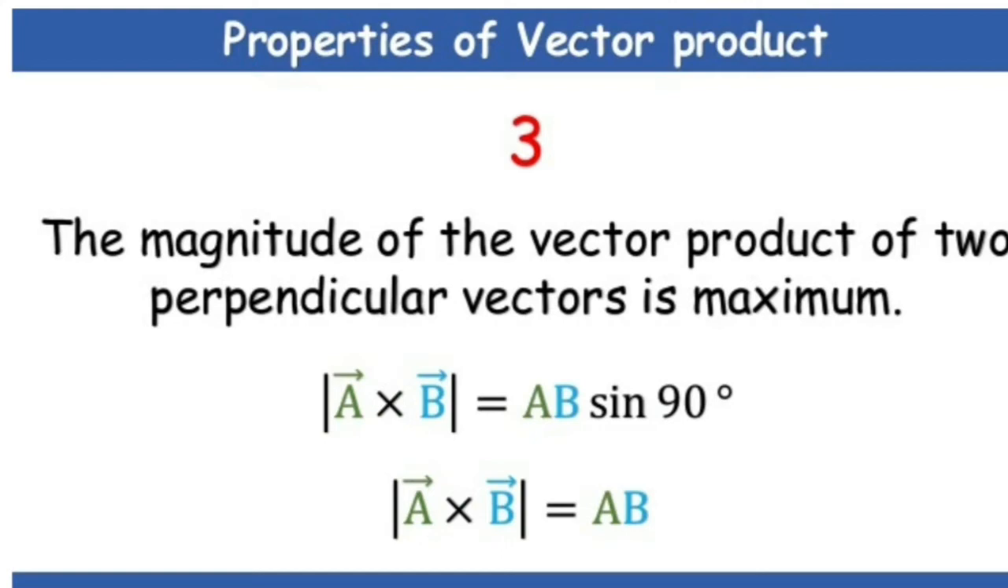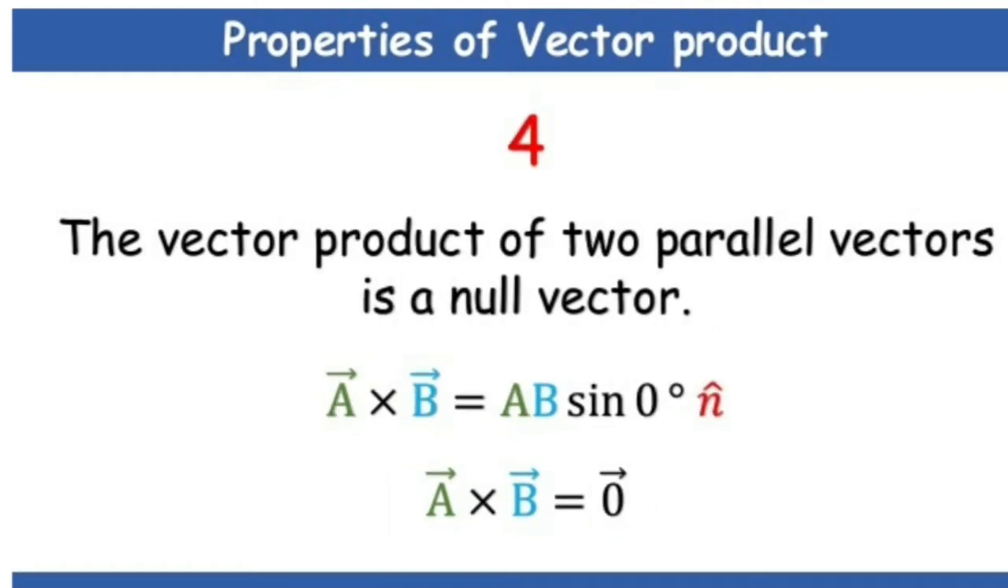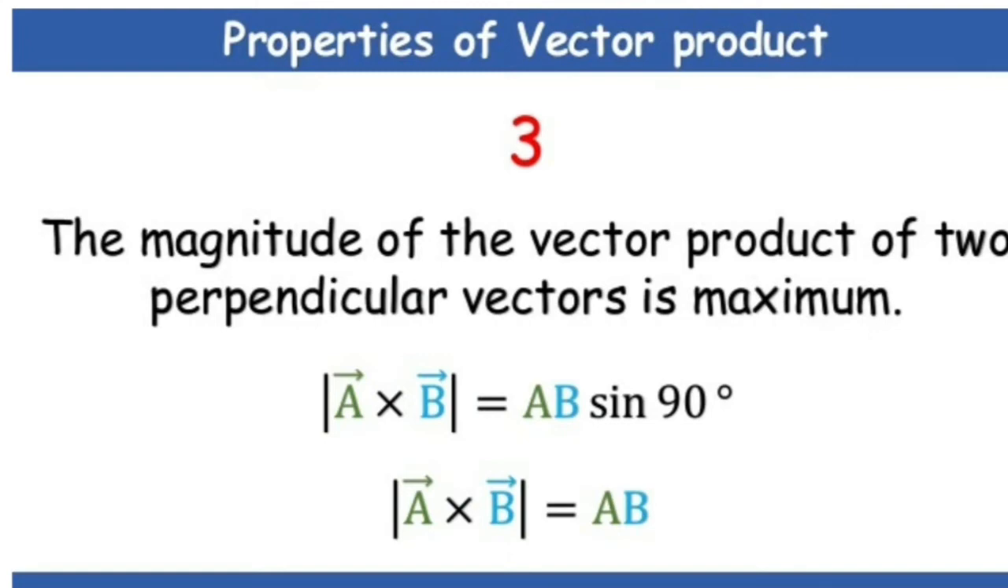Now the third property: the magnitude of the vector product of two perpendicular vectors is maximum. That means if the two vectors are perpendicular to each other, theta will be equal to 90 degrees, and sin 90 is 1. So the magnitude of the vector product of two vectors will be maximum when sin theta is 1, that is, when the two vectors are perpendicular to each other. In that case, that maximum value is given by AB.